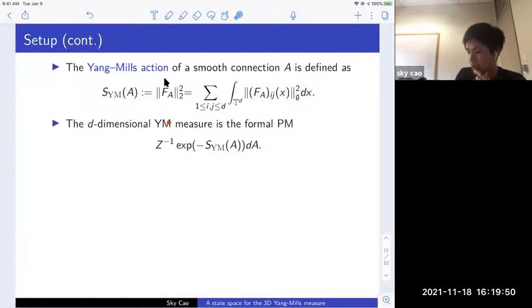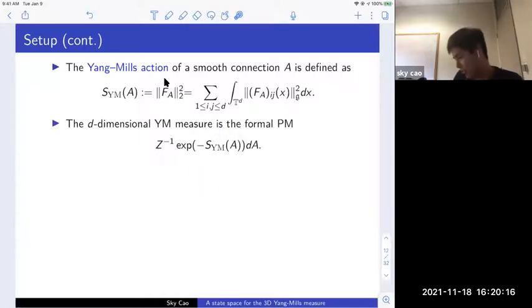And so the d-dimensional Yang-Mills measure is this formal probability measure given by this expression here, which is basically a normalizing constant times e to the minus Yang-Mills action of A, dA. This dA is formally the Lebesgue measure on the space of connections. So when we say we want to construct the Yang-Mills measure, we want to give rigorous mathematical meaning to this formal expression.